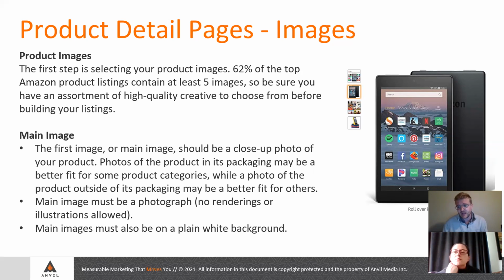Amazon is very good at detecting what's a real photograph and what is not. So that is a big thing: your images will be rejected if they're not actual photographs, and they must be on a plain white background. That's another thing. They can't be on a gray background or black background. It has to be just plain white, and it will instantly get kicked back to you when trying to upload if it's not meeting that criteria.